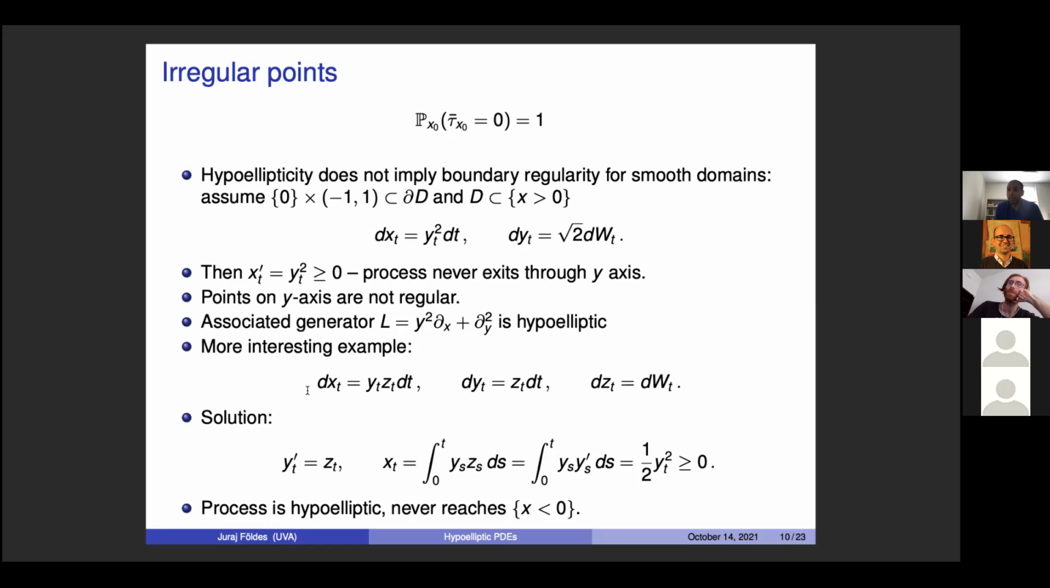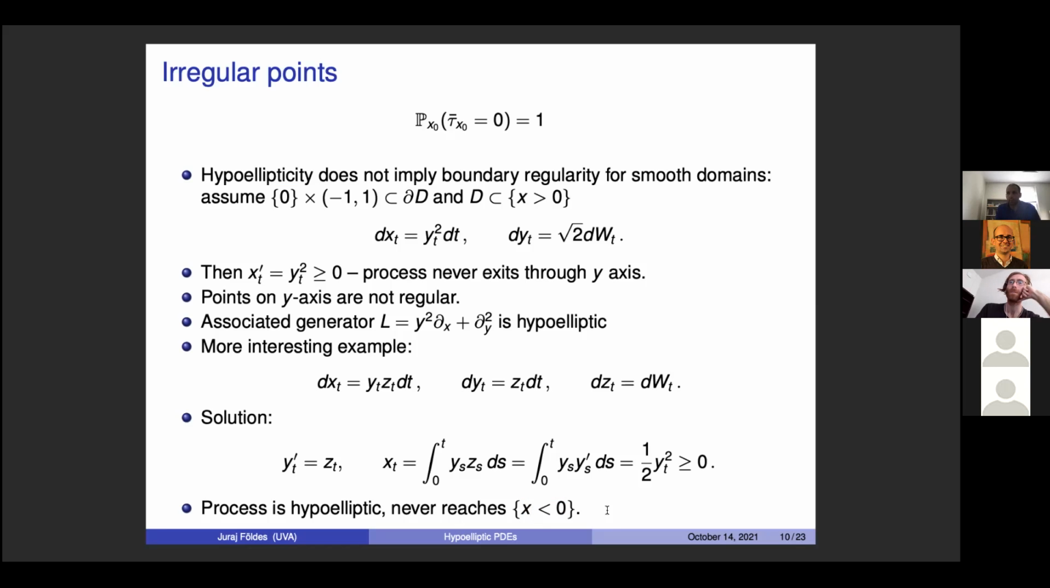And there is a more interesting example, if you like. There's a 3D case. Again, in the z direction, we are moving as a Brownian motion. y prime is z, and x prime is y times z. So, okay, y prime is z. x, I just integrate, is the integral of y_s ds. I plug it in for z. I get y_s y prime_s, and if I integrate this one, I get 1/2 of y_t squared, which is again always positive. So this process, although hypoelliptic, is never going to exit through x equal to 0. So it's never going to reach x negative.